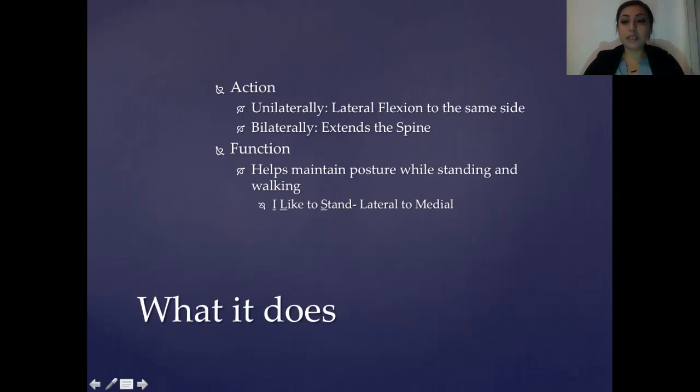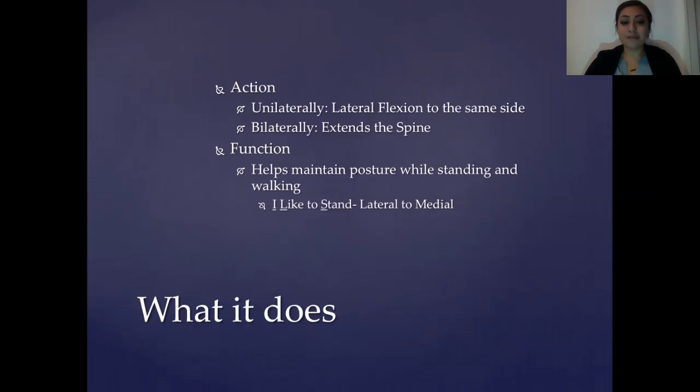Okay, so what does the Erector Spinae group do? By itself, each muscle acts unilaterally, which means it's on one side of the spine. When that activates, it helps you laterally flex to the same side. I'll be showing some videos to show you what it looks like. And then bilaterally, it extends the spine.